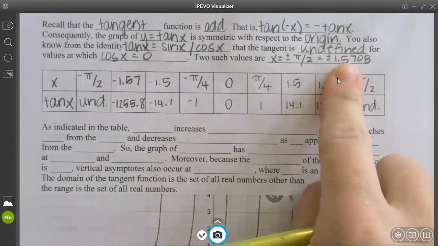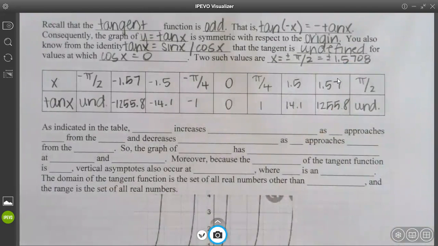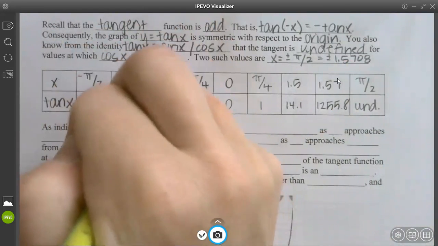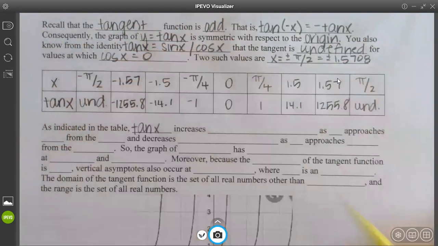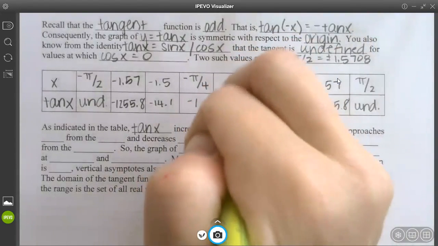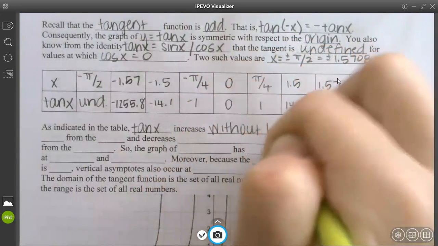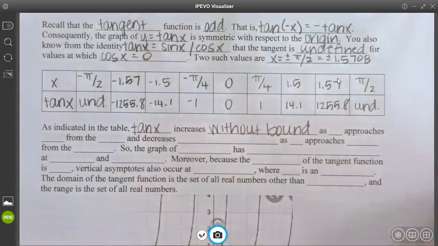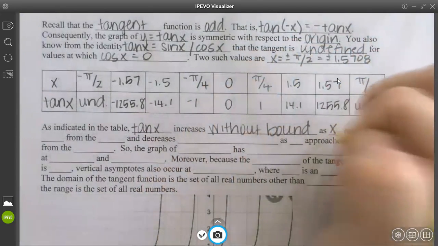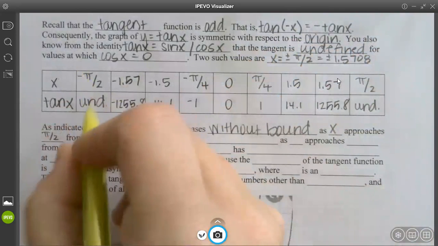Why did they use negative 1.57? It's because they're just getting a little bit closer right here. So the numbers in between negative pi over 2 and negative pi over 4, as indicated in the table, tan x increases without bound as x approaches pi over 2 from the left.